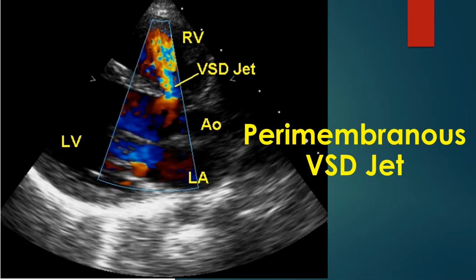Still frame from parasternal long axis view in perimembranous VSD showing the color jet from the subaortic region of left ventricle to the right ventricle.